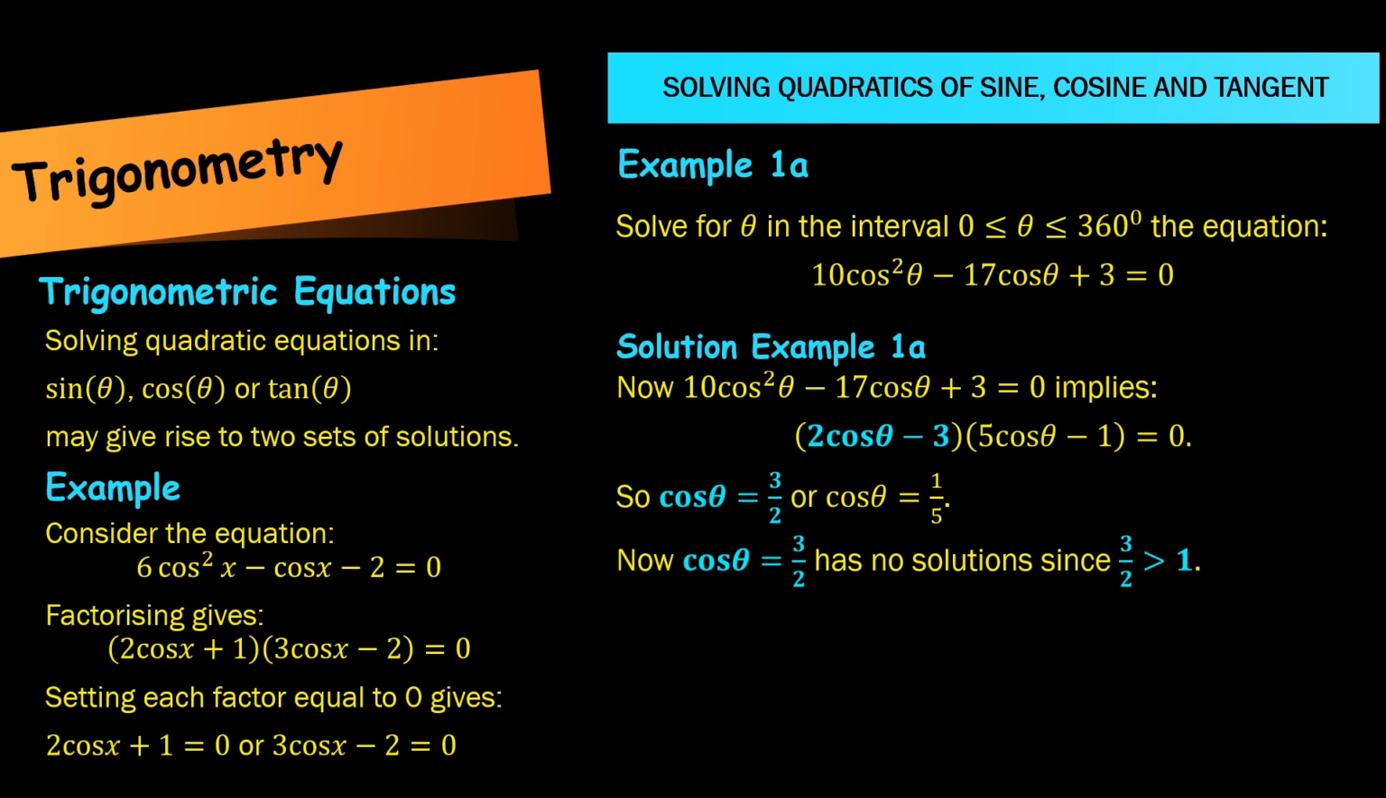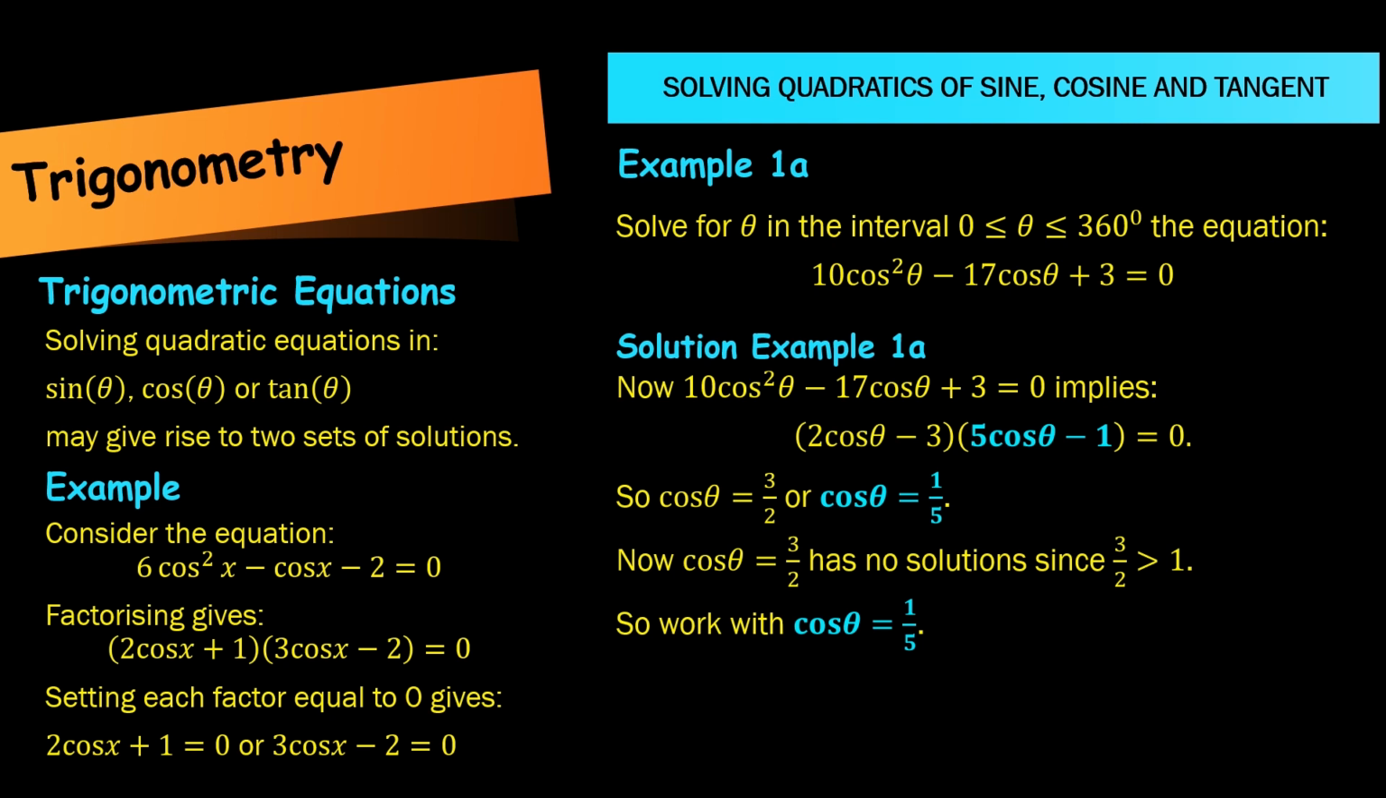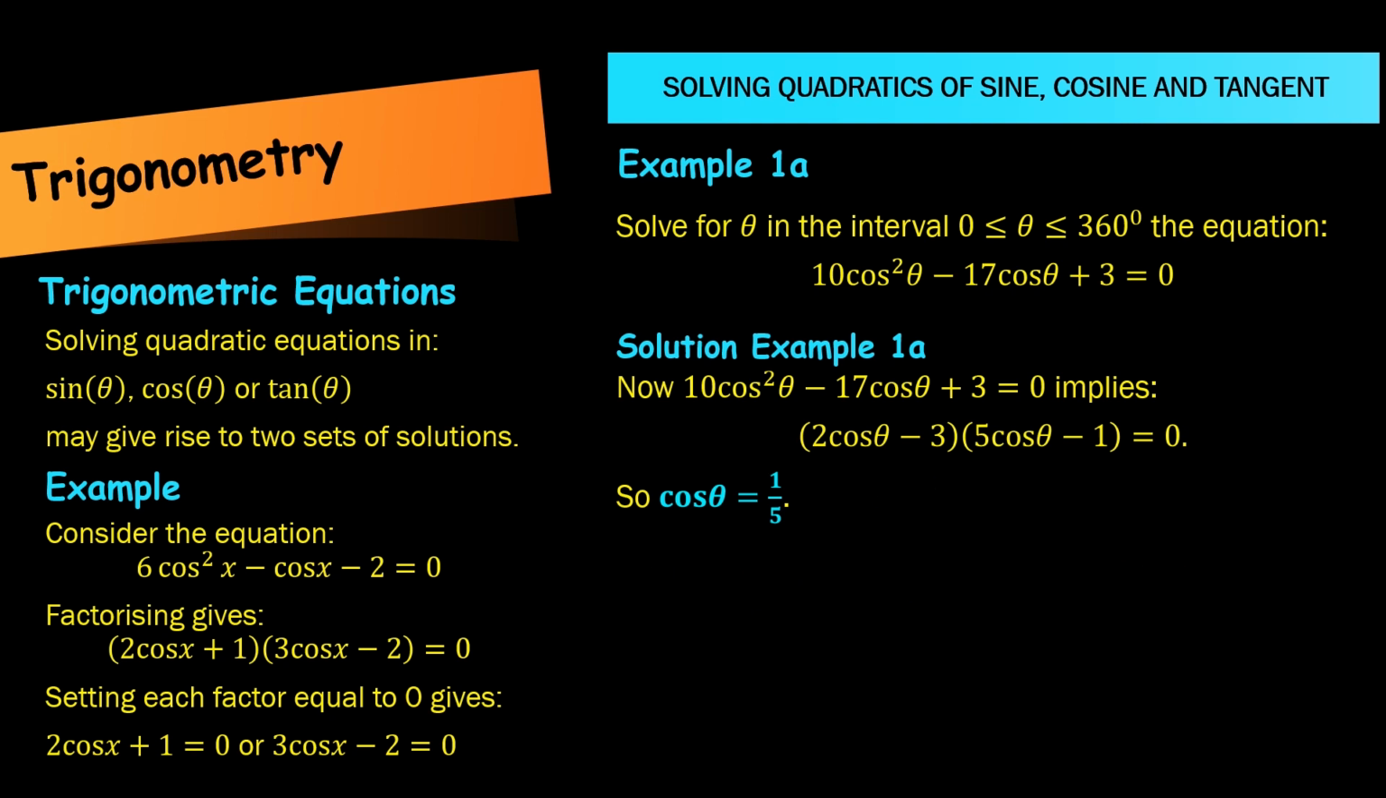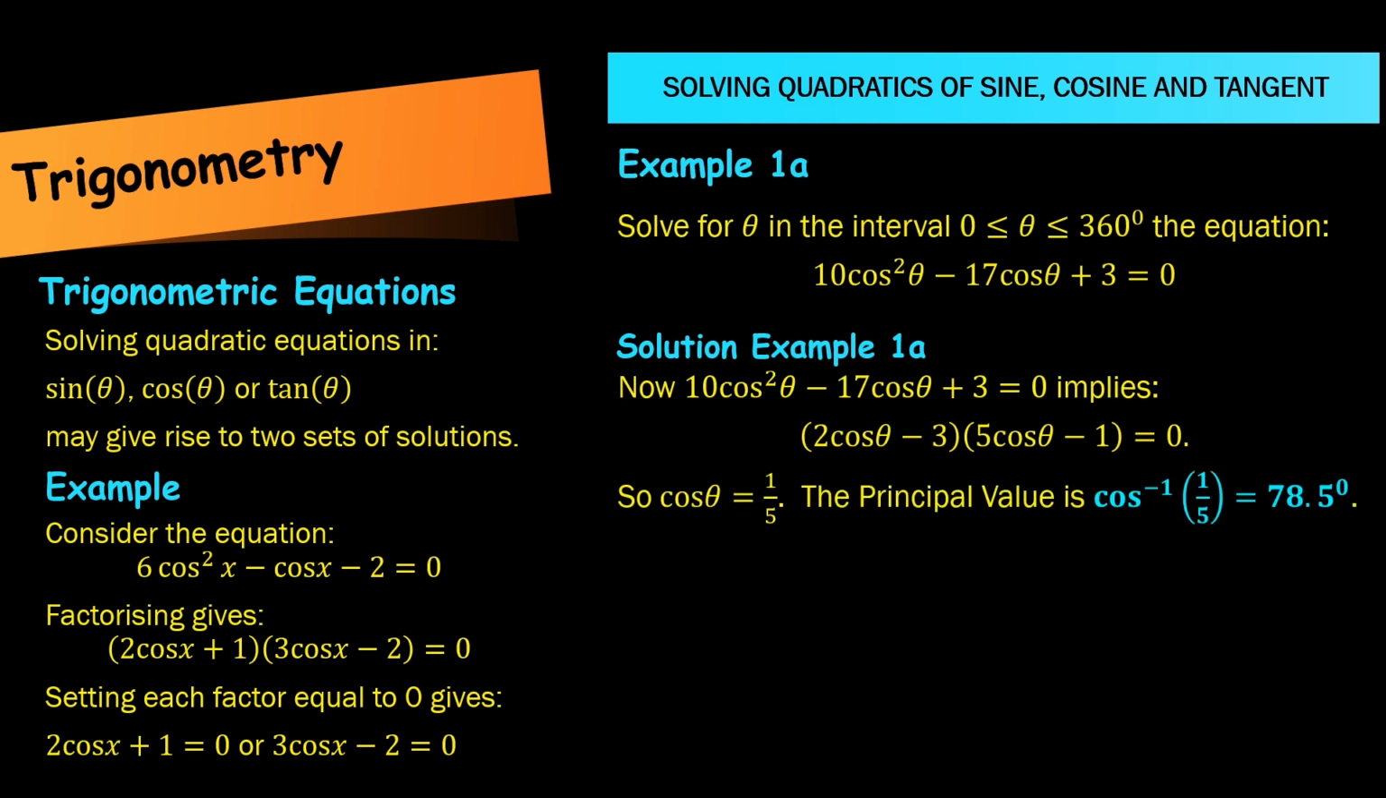Now cos theta equals 3 over 2 has no solutions, since 3 over 2 is greater than 1, and the maximum for cos is 1. So we have to work with cos theta equals 1 over 5. If cos theta equals 1 over 5, the principal value is cos inverse of 1 over 5, which is equal to 78.5 degrees.